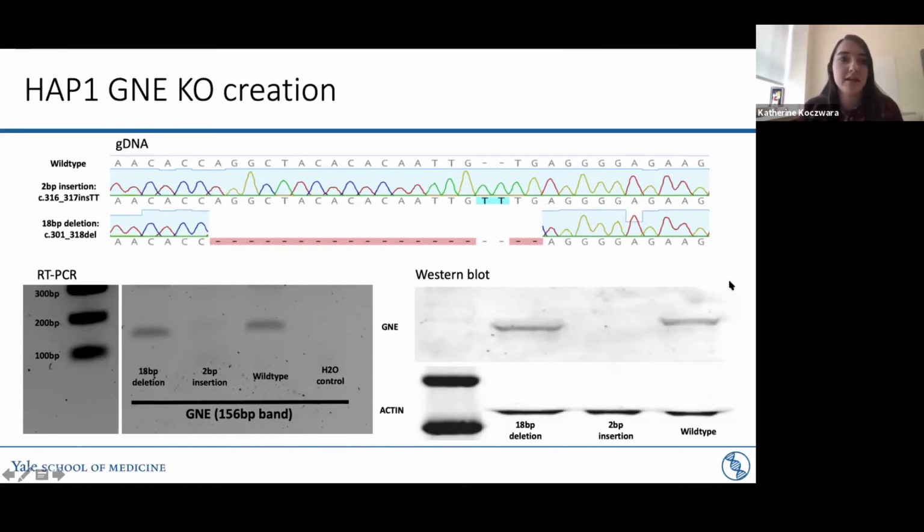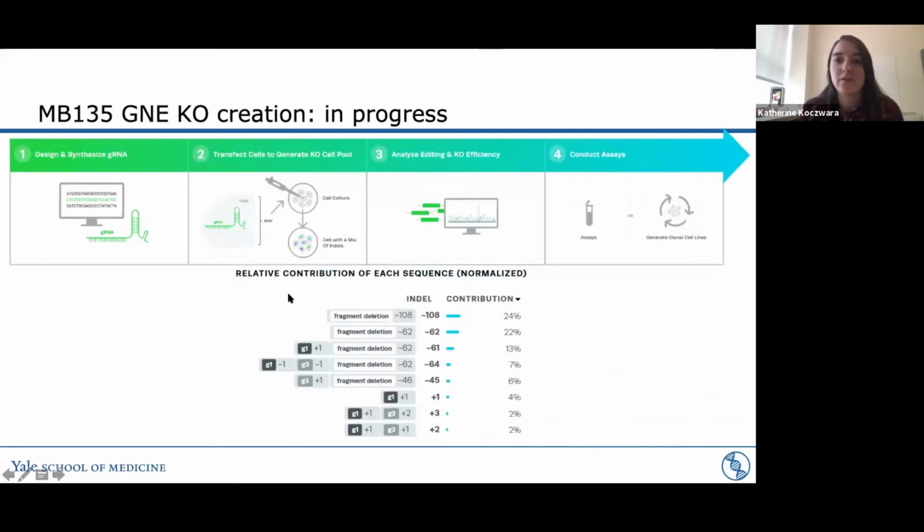So in addition to that cell line, I also wanted to create a GNE knockout in a myogenic lineage. So I have been working to create a GNE knockout in a muscle cell line we have in lab called MB135. And the way this works is we design the guides to create the knockout, use an RMP approach, so it's a CRISPR-based RMP knockout approach to knock out the cell lines, and then can analyze the editing and knockout efficiency.